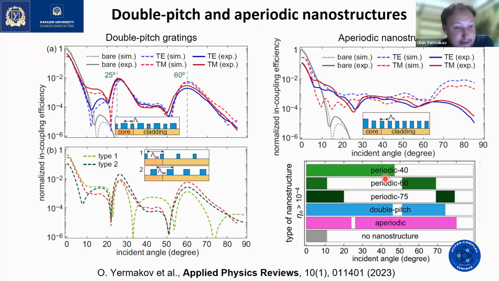And we can compare all these results. So the color range here shows the range of angles where we achieve the necessary level of coupling efficiency. For the just periodic axially symmetric gratings, we have good efficiency at small angles and in the vicinity of the resonance. But for the nanostructures shown in this slide, we cover almost the whole angular range. And for the fiber without nanostructure, the covered range is typically up to 11-12 degrees.